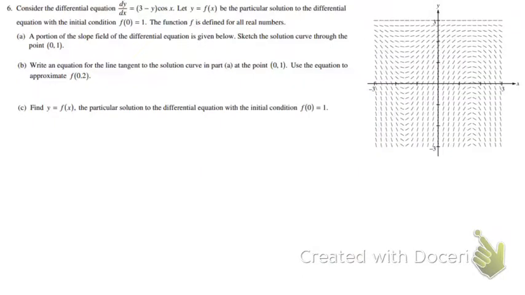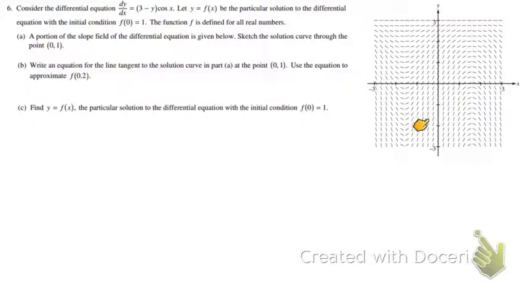All right, here's the last one we're going to do today. It says, consider the differential equation dy/dx equals (3 minus y) cosine of x. Let y equal f of x be the particular solution to the differential equation with the initial condition that f of 0 equals 1. The function f is defined for all real numbers. It says a portion of the slope field for the differential equation is given below, over here. Sketch the solution curve through the point 0, 1.